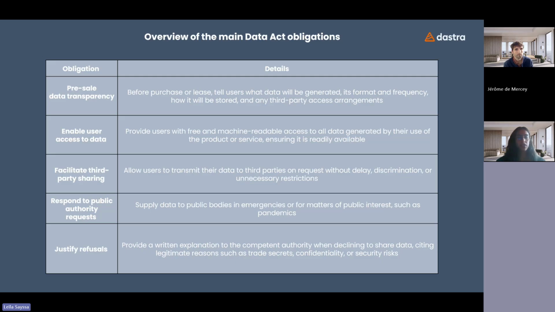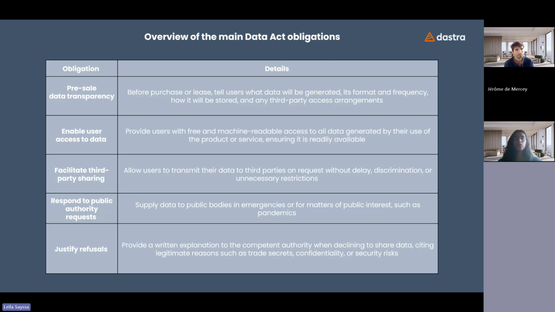So there's the pre-sale data transparency that I was talking about. Before signing a contract with your users, you have to tell them who the data holder is, how the data is stored, and whether you are sharing the data with a third party. There's a list of specific mentions that should be included in the contracts and that are provided in the articles of the Data Act. Also, of course, to enable the user to access data. This is the main access and data sharing obligation that we're going to deep dive into.